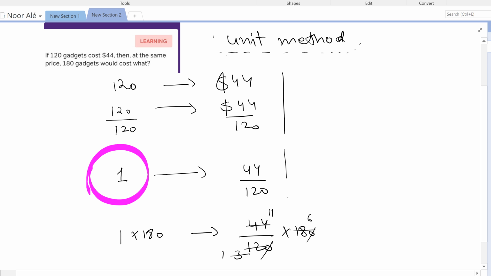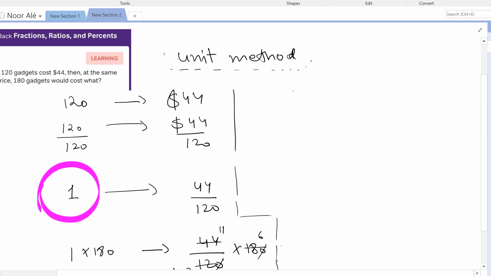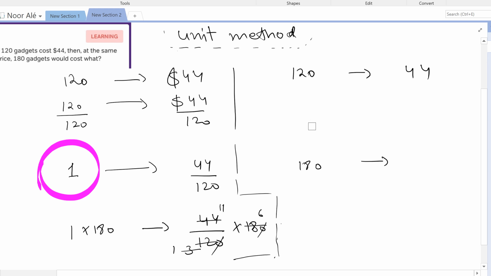That's the basic, or standard high school way of doing it. And let's try to think about it in a more efficient way. Because this is still abstract. So 120 gadgets, that much, and the problem is what is 180, and we know that we can get rid of the zeros from both sides.